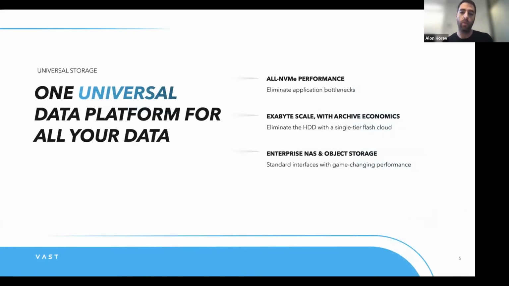So let's identify exactly what we want to build. We want to build a universal data platform. We want it to be high performance. That means all flash. NVMe is a relatively modern protocol that defines how to interact with an SSD. It replaced SCSI, which was more relevant in the 90s and early 2000s. So today, when you buy a modern SSD, odds are it's going to be NVMe. We wanted to reach very high scale, exabyte scale, while keeping the cost down. And we wanted to build an enterprise NAS and object storage. We wanted to go with industry standards to make it very simple for customers to adopt the product.